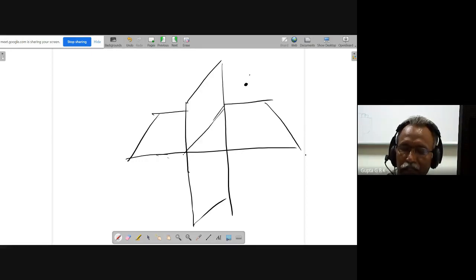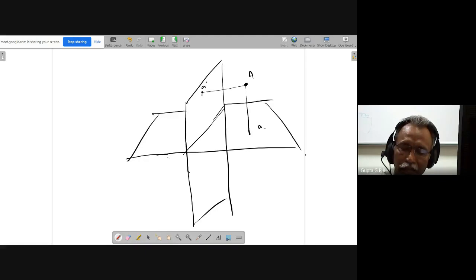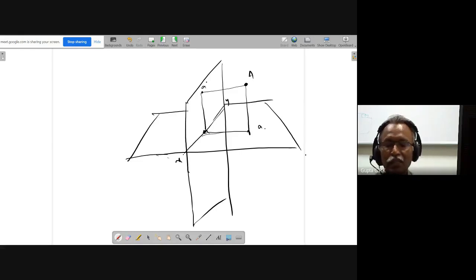Suppose a point is here, and its observer is here. So this comes somewhere as A dash, and this falls as A. If I draw a parallel line here, it actually comes to XY here. So this is XY. You will be given the height from HP. It is so much, maybe I will put X. How much above HP? That is this.